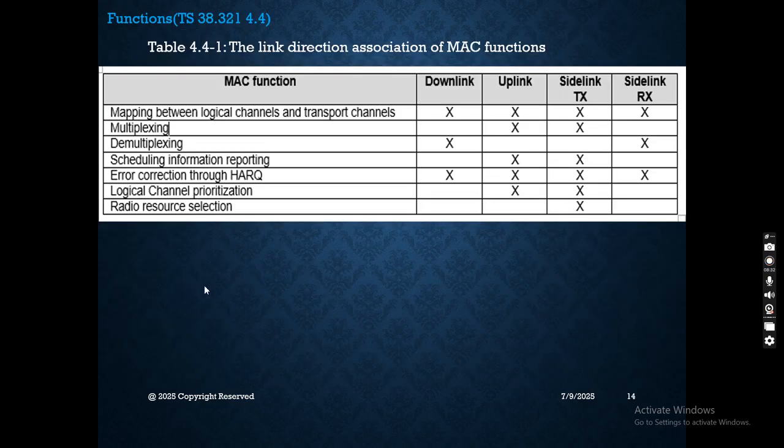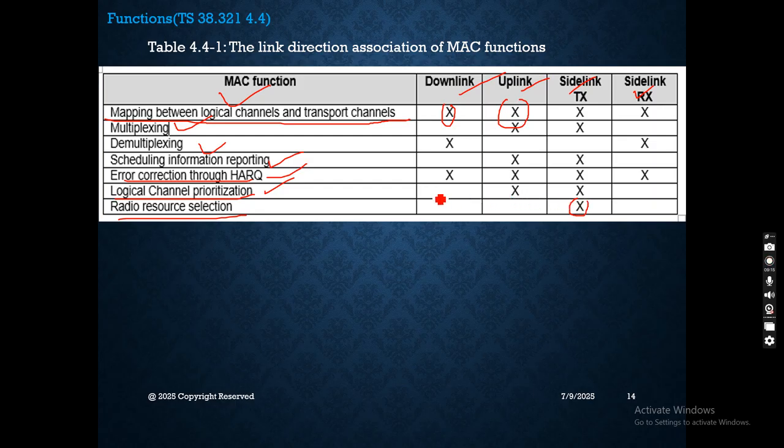Okay, let's move on. This is the summary of what 3GPP has given in the specs. Let's see the functions: downlink, uplink, sidelink TX, sidelink RX. First, mapping between logical channel and transport channel; we have already discussed it. Wherever you see the cross, it means it is supported. So downlink and uplink both support it, and sidelink TX and RX support it. Multiplexing, demultiplexing, scheduling information reporting, and error correction through HARQ we have also discussed. Logical channel prioritization and radio resource selection we have discussed too. Radio resource selection is only supported on the sidelink TX side, not on the RX side.